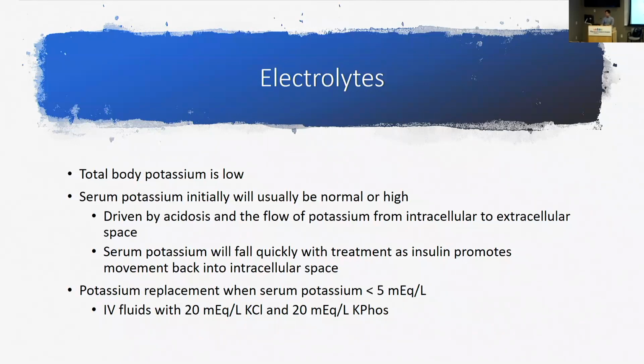In general, we want to start that once their serum potassium has come down below 5. If they're starting out below 5, it's extremely unlikely that with the initiation of therapy they're going to go high. So if they're starting out below 5, then we'll start with this basic fluid of normal saline with KCl and KPhos. And if they're starting out above 5, we'll start with just normal saline and wait till they come down below 5 before we switch over to those fluids.